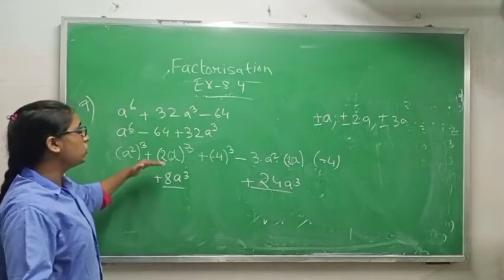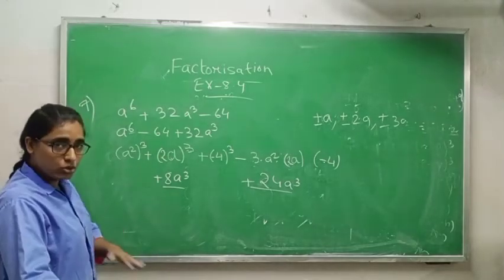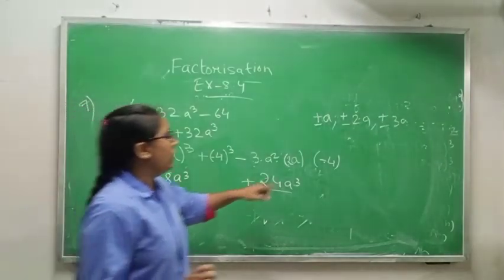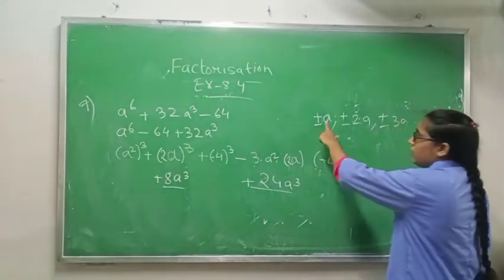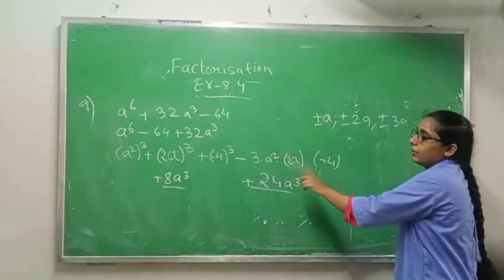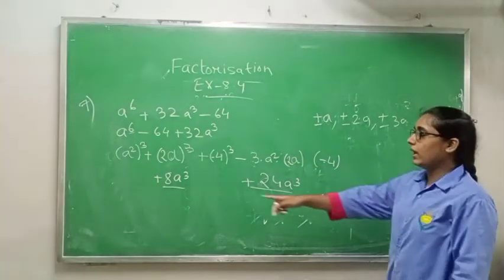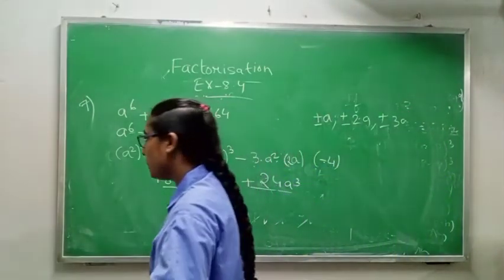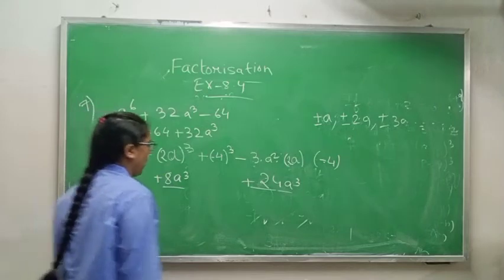Means you have to put first plus 1. If plus 1 is not coming, put minus 1. Okay, first I did with a, but it is not coming. Now I have done with 2a, so it is coming 32. When you add 8 plus 24, it will come 32. Please concentrate and do it properly because it is difficult, I also know. Okay.